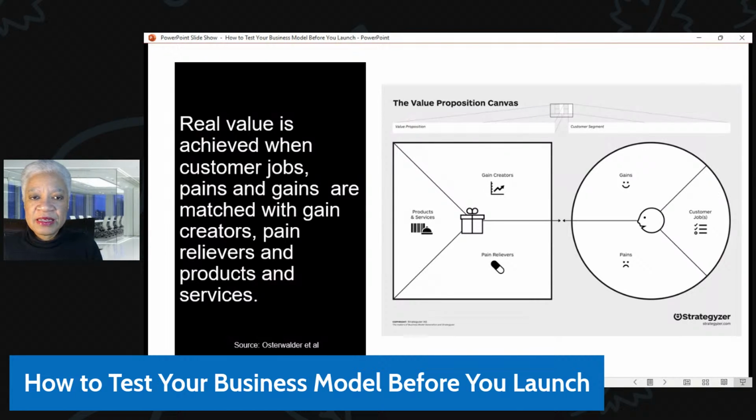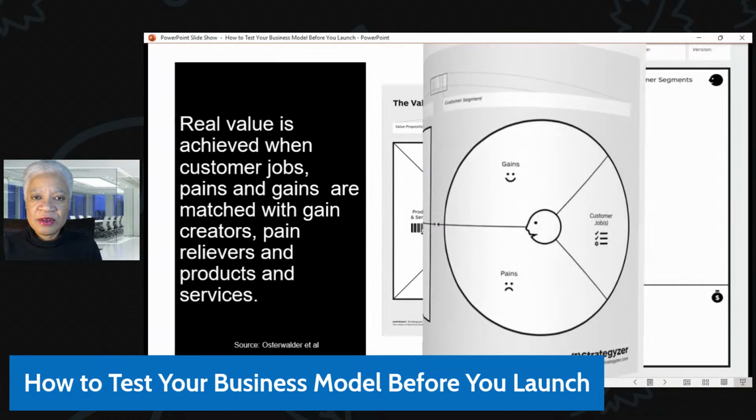So we need to understand customer jobs. We need to understand what their gains are, or what they aspire to achieve on a daily basis. And then we need to understand what their pain points are, what pains they're trying to avoid. And once we know that, we want to develop products and services that actually are gain creators, meaning it helps them to achieve their goals. And we also want to have features that help them to actually reduce any pain that they're having. And in the end, our products and services are going to make their lives easier.